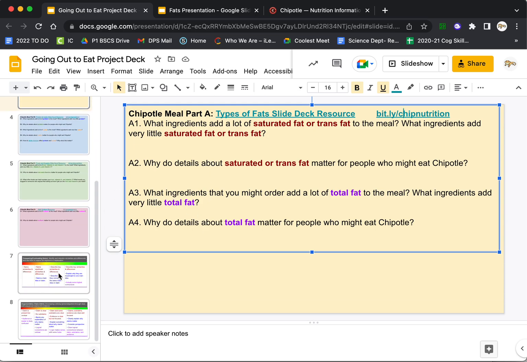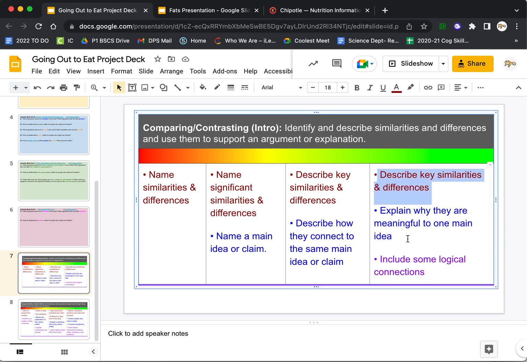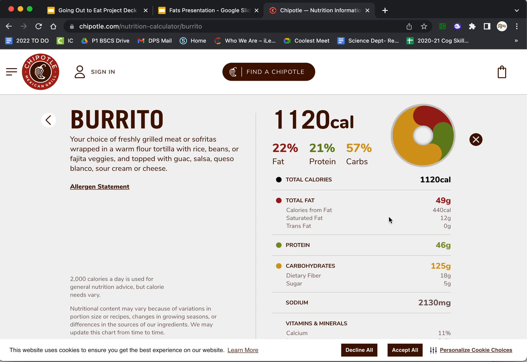This is a good point to mention how this will ultimately be graded. One of the cog skills that we're using is comparing and contrasting. And if you want to end up here, you do need some clear similarities and differences. This is why we're looking through these ingredients and saying, like, one similarity between cheese and sour cream is that they both add saturated fat or something like that. We're going to need that evidence in order to explain why these details, these key similarities and differences, are meaningful to a main idea. In this case, the main idea is about fats, saturated fats, and trans fats.